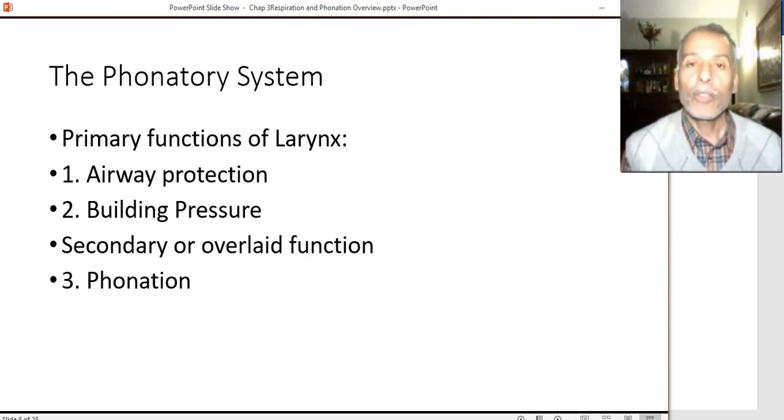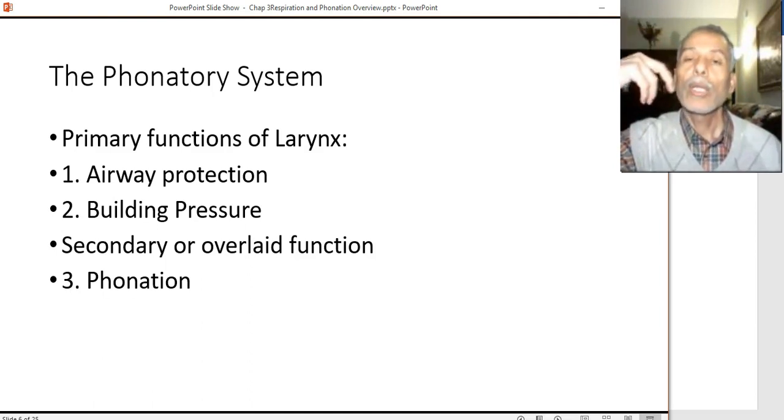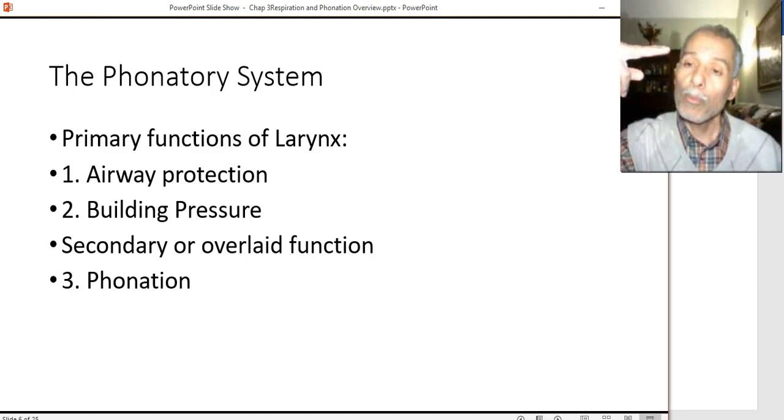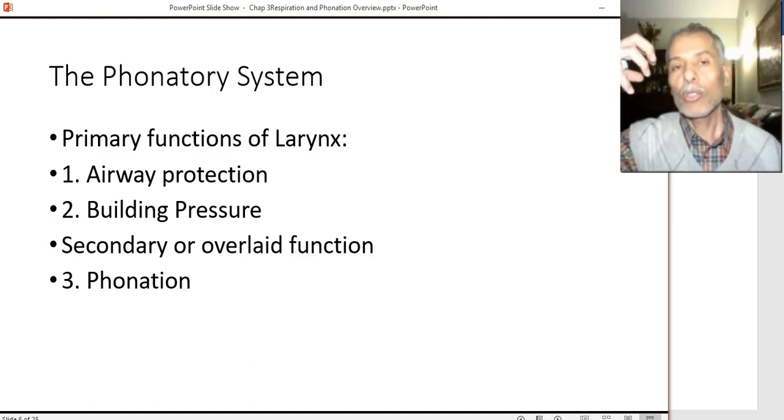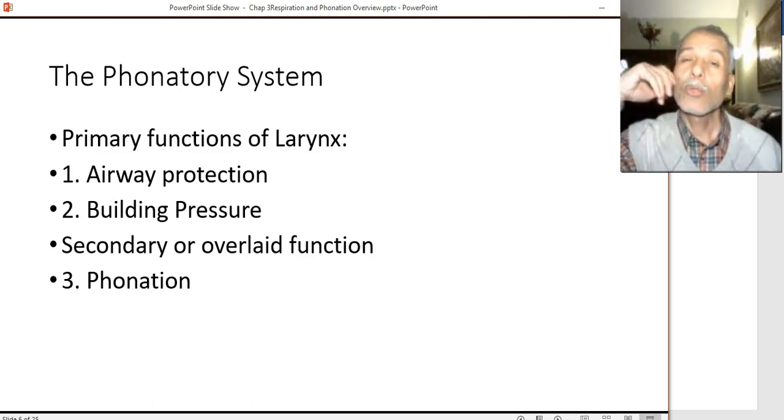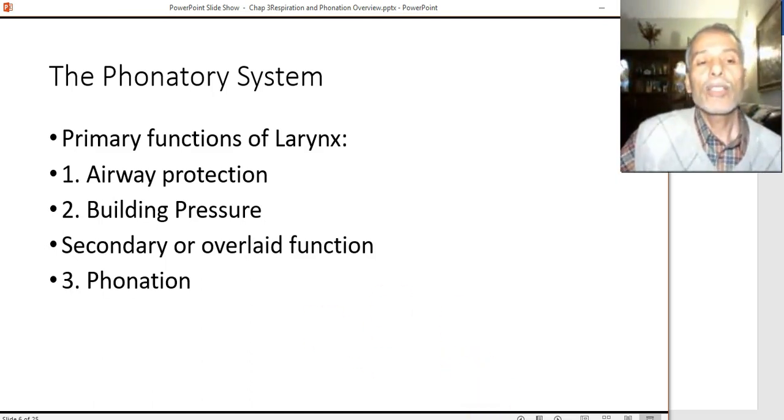Now, moving on to the phonatory system, the primary functions of the larynx are, number one, airway protection, to provide a valve so that materials wouldn't go down into the trachea and into the lungs. And also it enables you to build pressure, because when you adduct the vocal folds, you trap the air beneath, and the air pressure builds up, and that is going to, of course, contribute to speech.